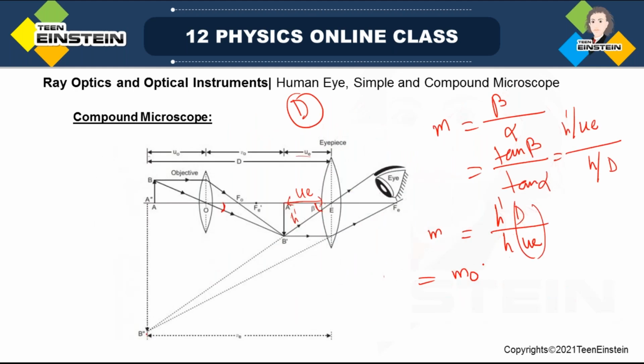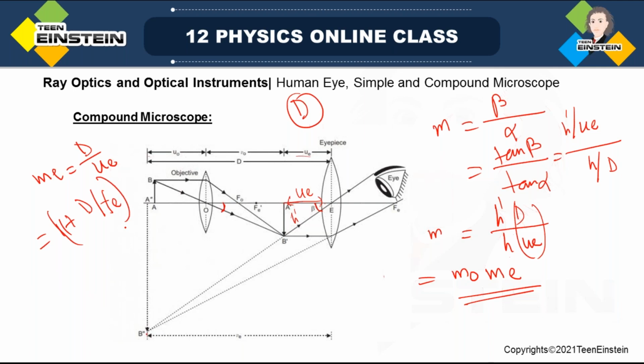So actually this eyepiece will be acting as a simple microscope. So in the compound microscope, what is happening? The magnification by both the lenses will be multiplied like this. And if we just use the lens formula, how does me come? Me we know already, d by ue. This can be written as 1 plus d by fe. This is for the simple microscope that we have already discussed.